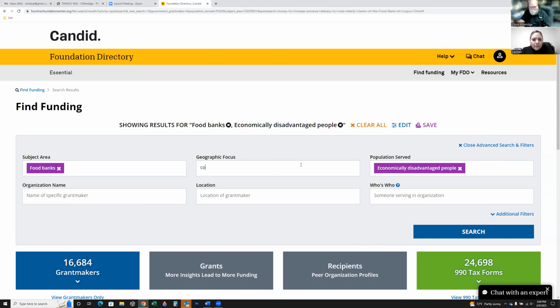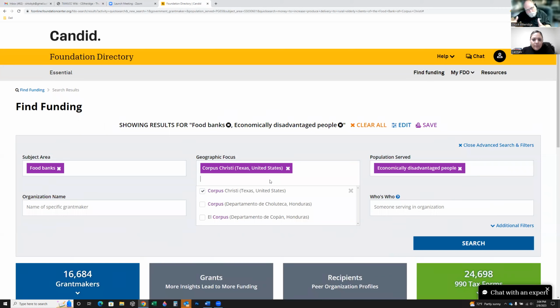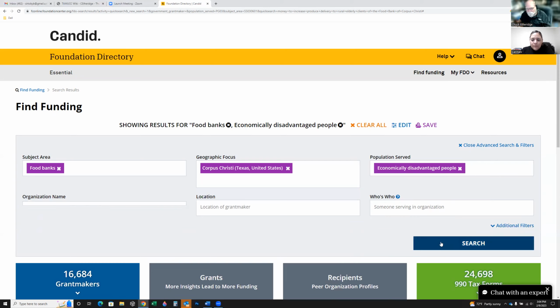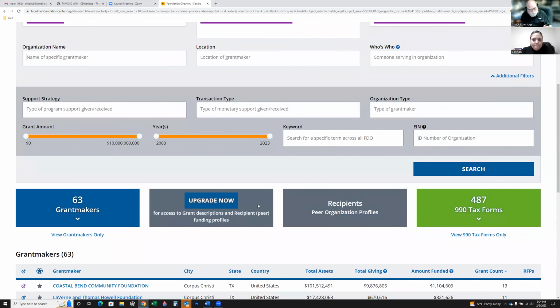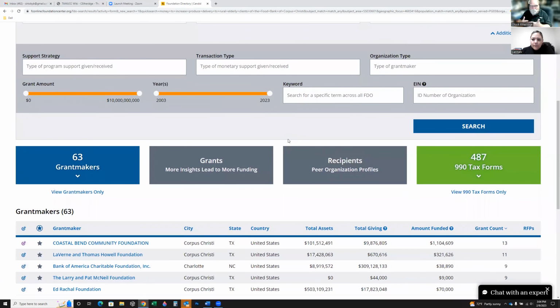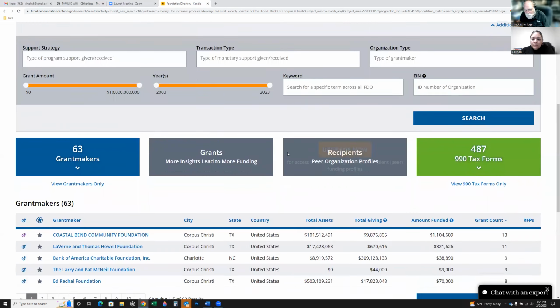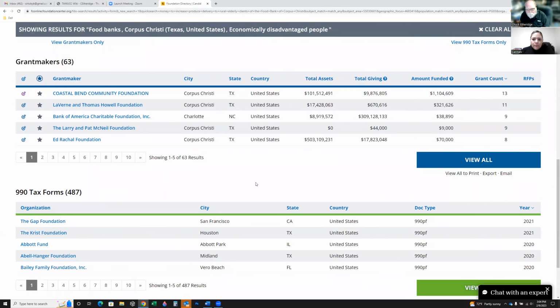Let's try this. Corpus Christi, Texas. And what we're going to try to do is reduce these funders down to a manageable level by adding keywords. And that gets it down to 63, which may look like a lot, but a lot of these aren't going to be relevant. Sometimes you just got to plow through and look at things. So 63 is a good number to start with as well. I'm willing to bet we can find some useful ones in that.